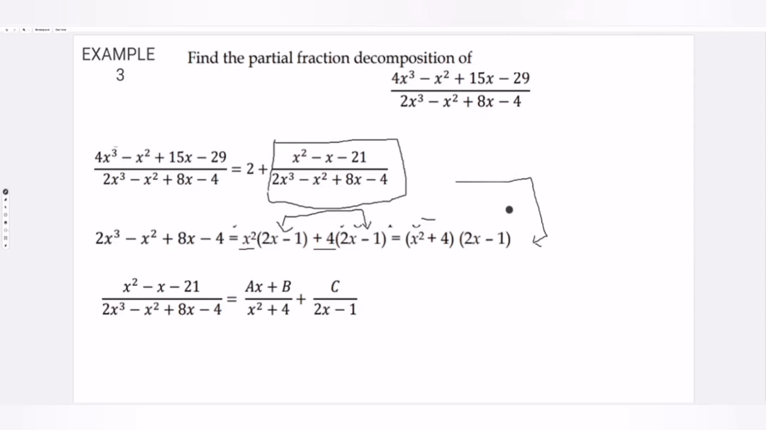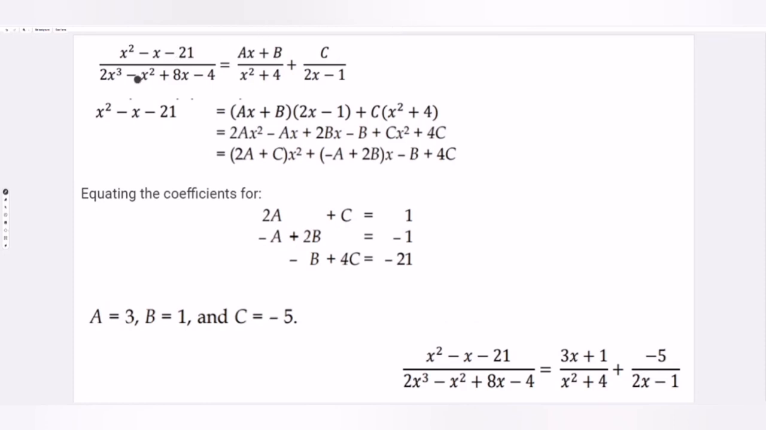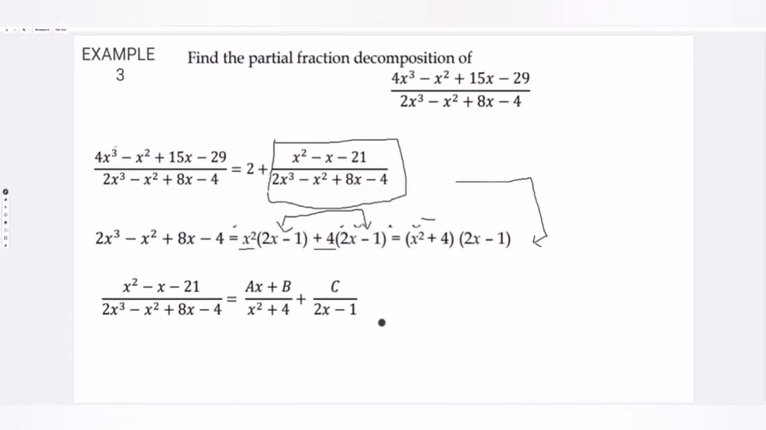The next step is we need to multiply this factored form to each side. If we multiply it into the left side, 2x cubed minus x squared plus 8x minus 4 will be cancelled out because they are just equal. This is the factored form and this is the expanded form, so they are equal. The remaining would be x squared minus x minus 21. Again, let's multiply x squared plus 4 times 2x minus 1 here.